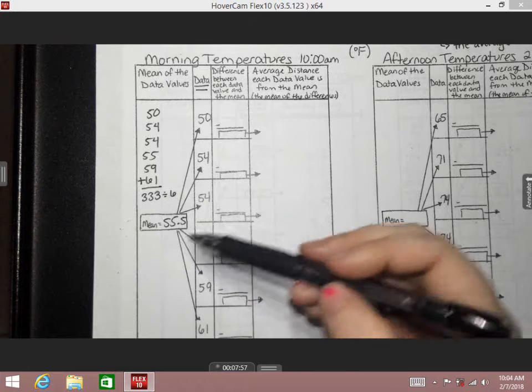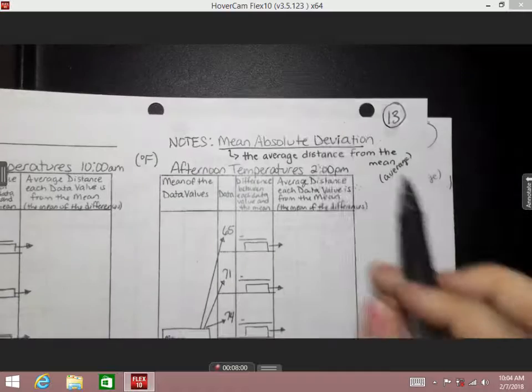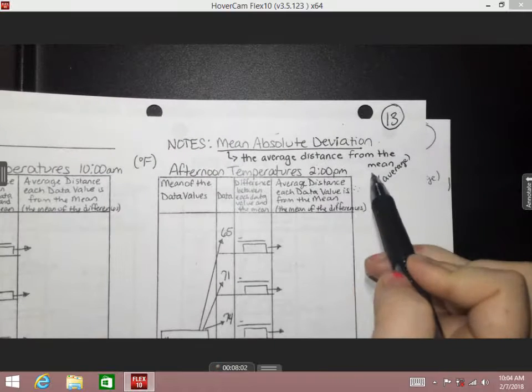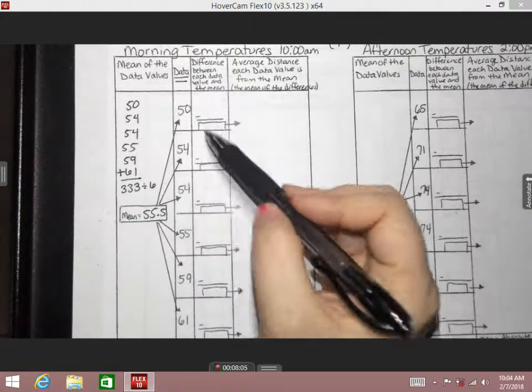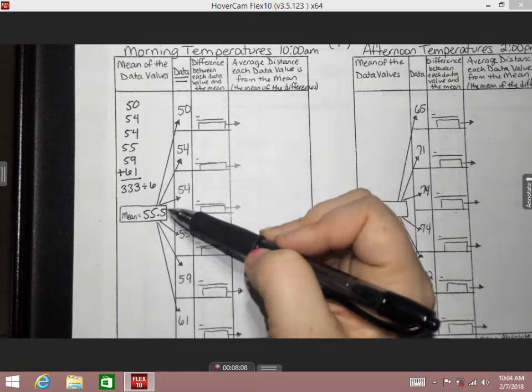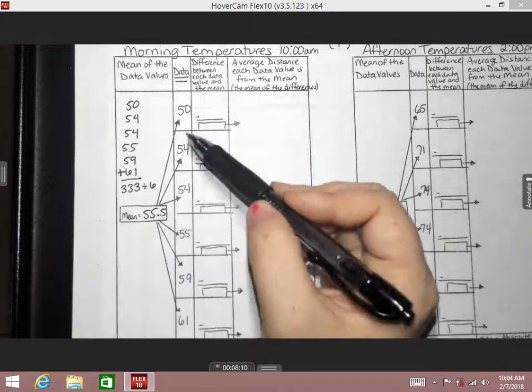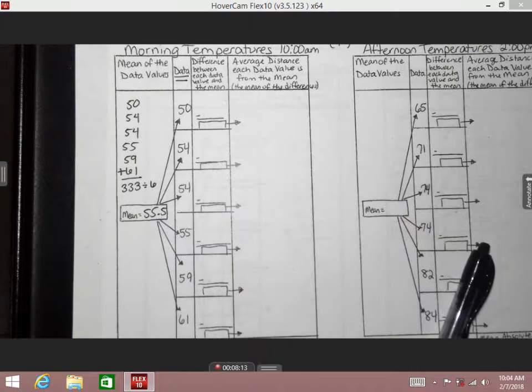Now what we want to do, we have the mean. Now we want to find the distance from the mean. So for each of these numbers, I want to know how far is 50 from 55.5. Now, I know most of you can just look at this and go, boop, it's this many spaces away. Are all of my numbers going to be easy to go, boop, it's this number? No. So I don't want to just depend on being able to look at it and tell. I want to know mathematically how to find it. How do I find how far apart things are? We subtract them. It's like finding the range. So what number should be on top?